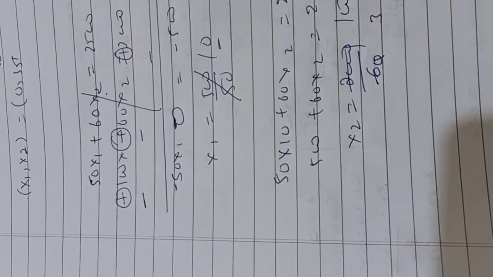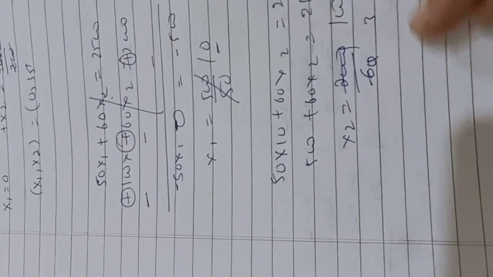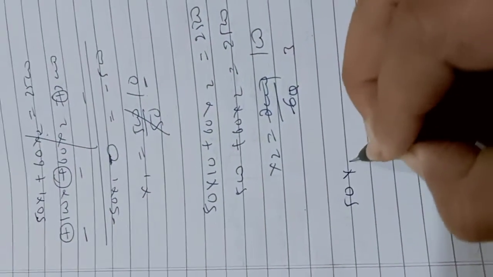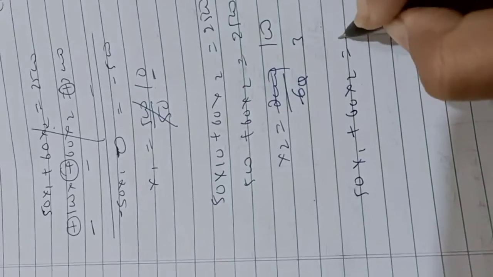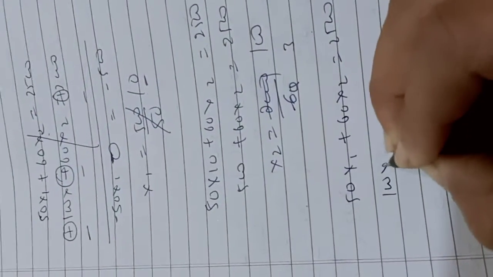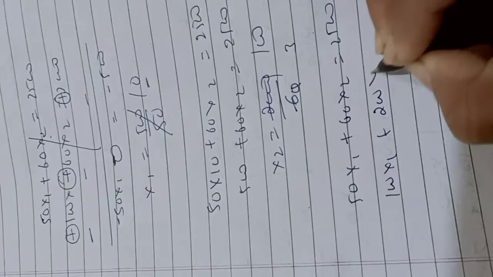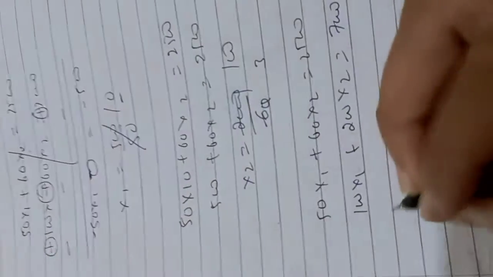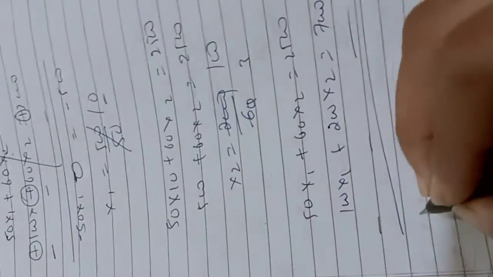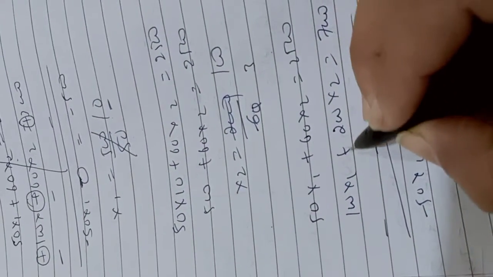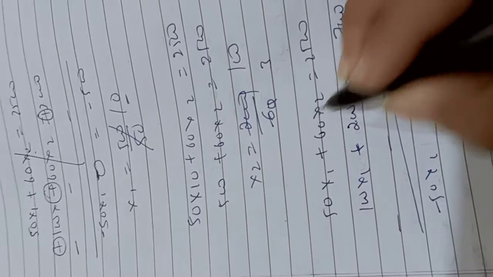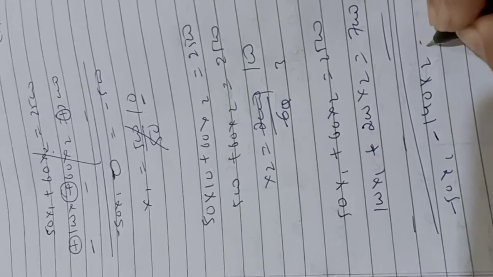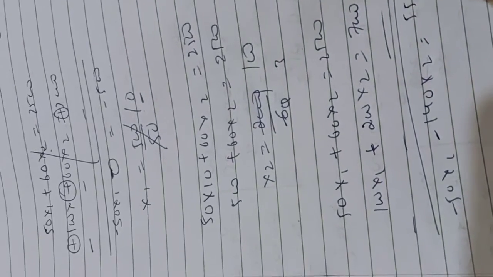Now we have to compare this equation with the third one also. So compare equations first and third. So 50x1 plus 60x2 is equal to 2500 and 100x1 plus 200x2 is equal to 7000. Now substitute the signs, minus 50x1, and 200x2 minus 60x2, that is, now we will get minus 140x2 is equal to 5500.